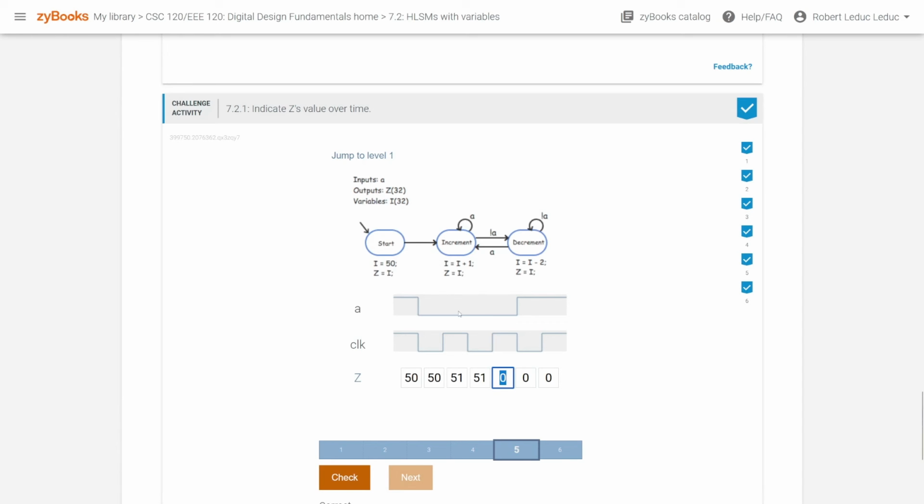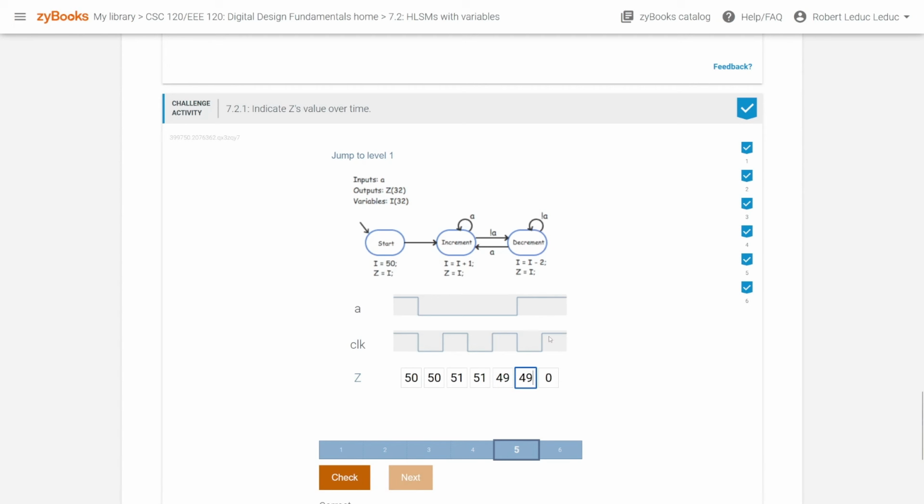And we see here that the value of A in this case is now 0, and according to the diagram, this not A arrow will transition us over to the decrement state. And in the decrement state, we're going to take the current value of I, which is 51, and subtract 2, which will give us a value of 49. And then, again, we are going to set our output Z equal to I, so the value of Z becomes 49.